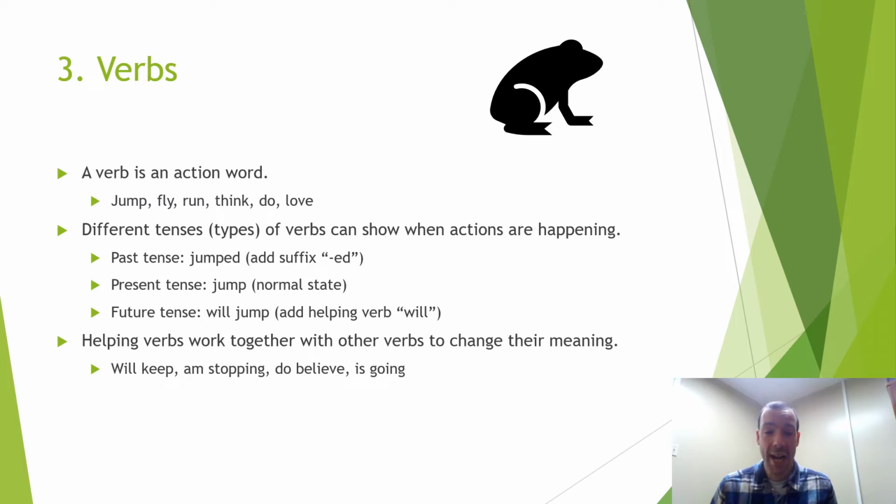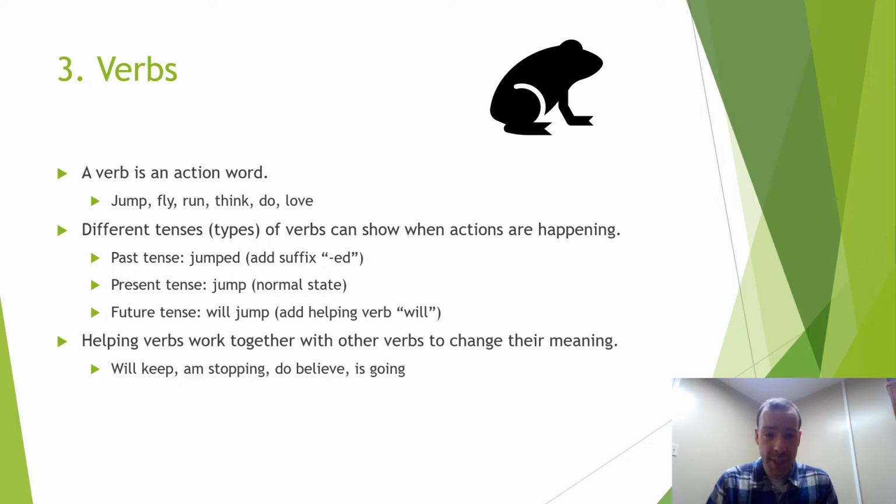Verbs. Verbs are action words. Words like jump, fly, run, think, be, do, love. Okay, anytime a word is doing something, it's an action word, a verb. Different tenses or types of verbs can show when the actions are happening. In the past, now in the present, or sometime later in the future.